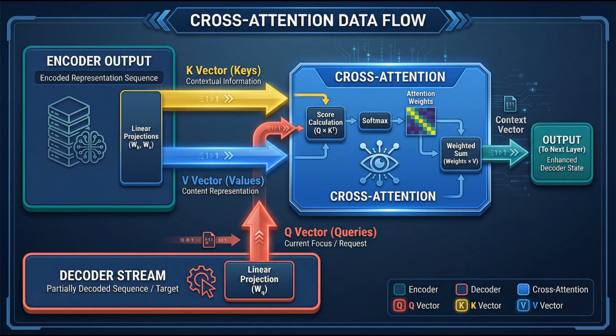In the cross-attention layer, the magic happens. The queries come from the decoder, what I want to say next, while the keys and values come from the encoder, what the input meant. This is how the translation or answer is grounded in the source text.